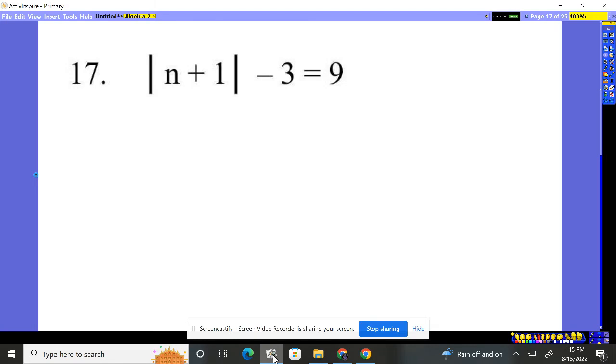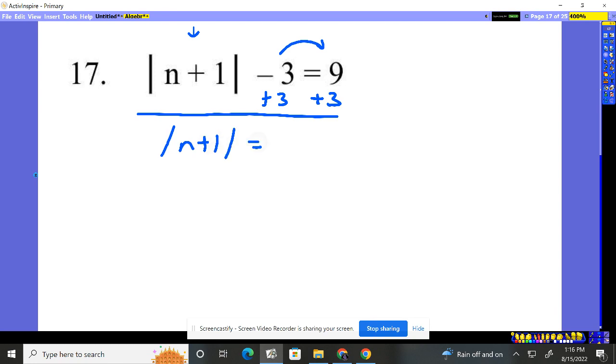Number 17, dealing with an absolute value equation where we have an equal sign. So we have the absolute value of n plus 1, minus 3, all this equaling 9. First thing we want to do is try and get the absolute value piece isolated by itself. So we're going to need to move this minus 3 over before we do anything. So we're looking for the n plus 1 to come out to be a value of how much? 12. Because the absolute value of 12 minus 3 will equal 9.